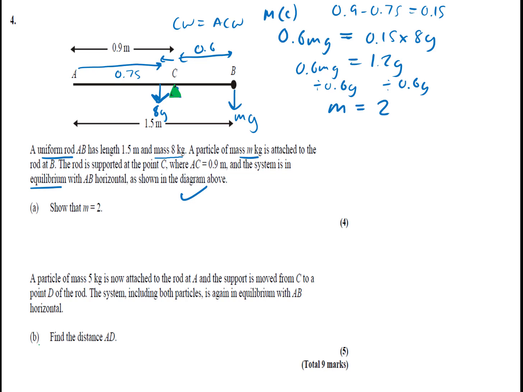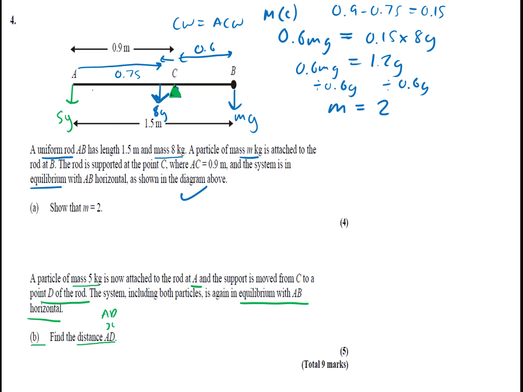So let's look at part B now. We need the distance AD. So you've got a particle of mass 5 kilograms. It's now attached to the rod at A. So let's write 5G here. And the support is moved from C to point D of the rod. The system, including both particles, is again in equilibrium with AB horizontal. Find the distance AD. So we can call this X or leave it as AD, whatever you prefer. But I could just leave it as X.